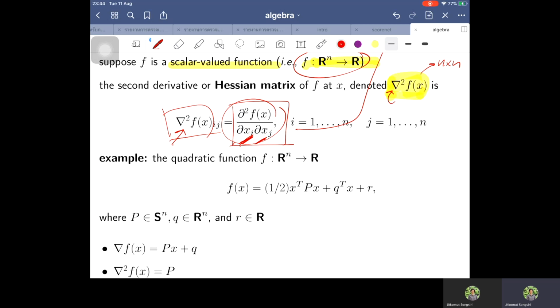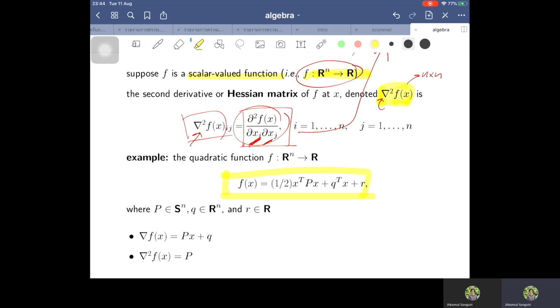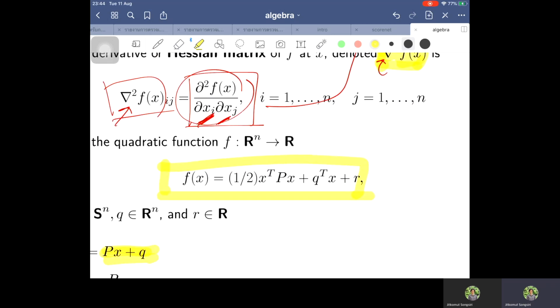Okay, so in this example that we just saw, this is a quadratic function example. You know that the gradient is going to be Px plus q. I would like you to make a note that we have a factor 1/2 in the quadratic term because of what?